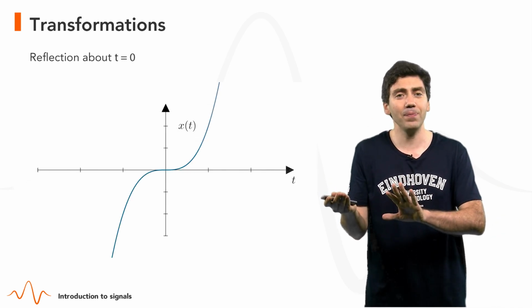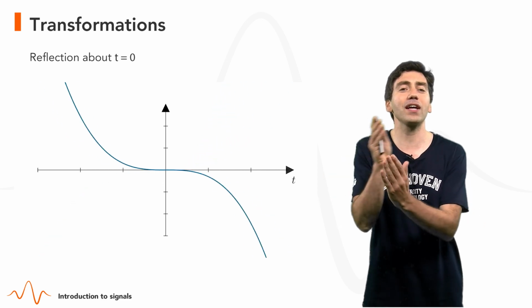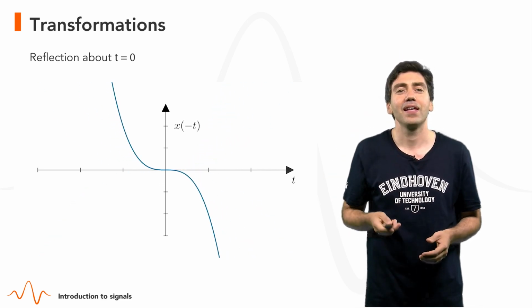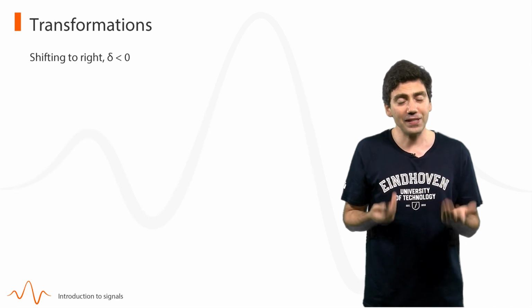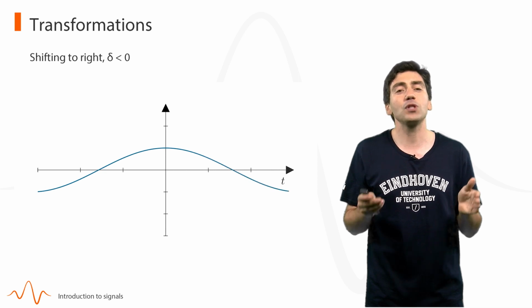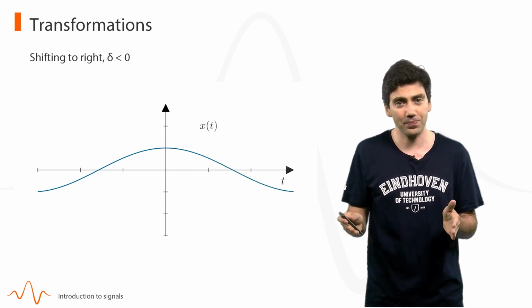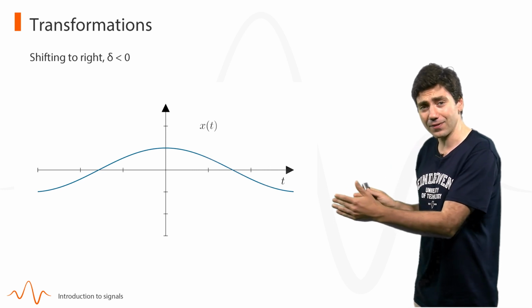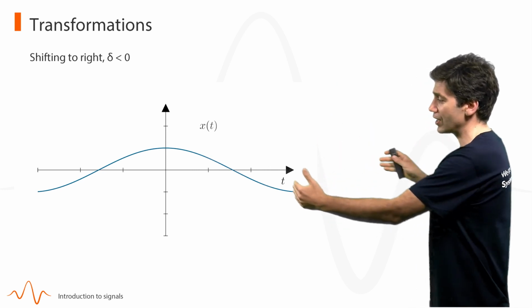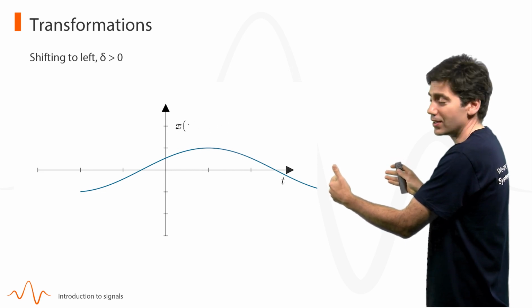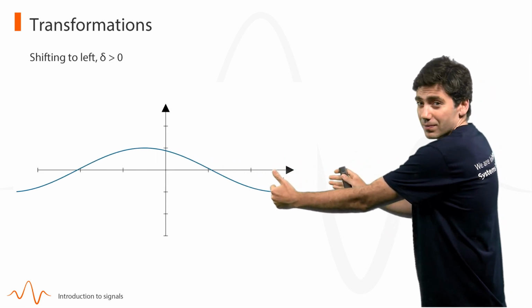Now, given a signal x, if we consider the signal x of minus t, this corresponds to a reflection with respect to the signal axis. The signal x of t plus delta corresponds to a shifting of the signal. Now, if delta is negative, the signal will actually shift to the right. If delta is positive, it will shift to the left.